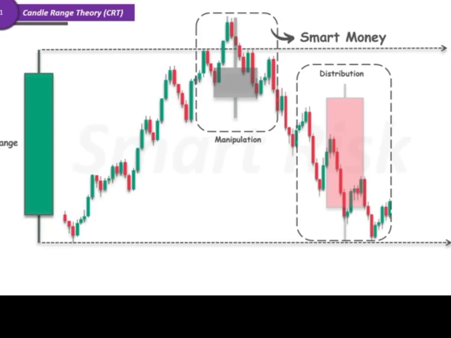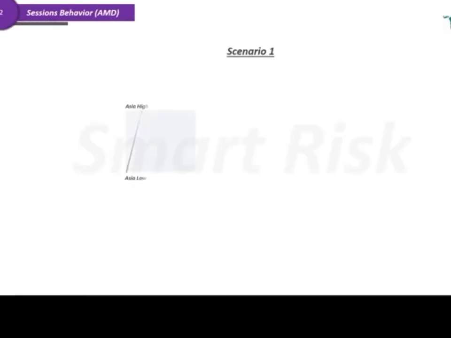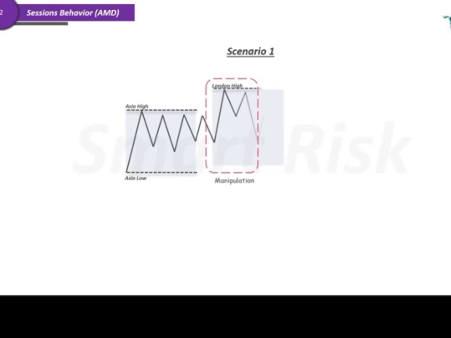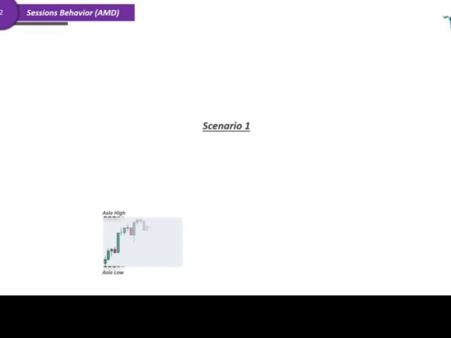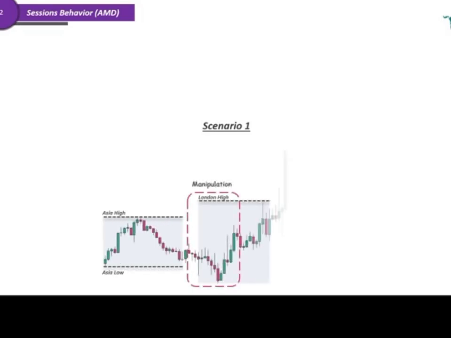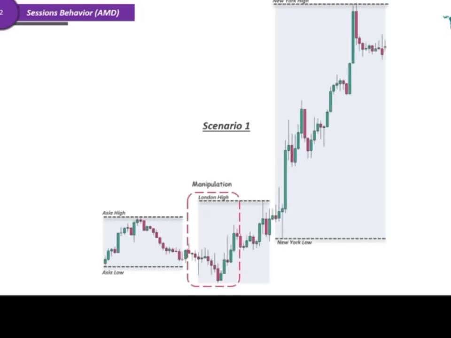So to do that, you need to understand exactly when manipulation is most likely to happen. And for that, the first thing you need to understand is session behavior and kill zones. Price usually accumulates during the Asian kill zone, manipulates during the London kill zone, often forming the day's high or low, and then distributes during the New York kill zone. The London close is often the ideal profit-taking window, where the price tends to finalize the high or low of the day.